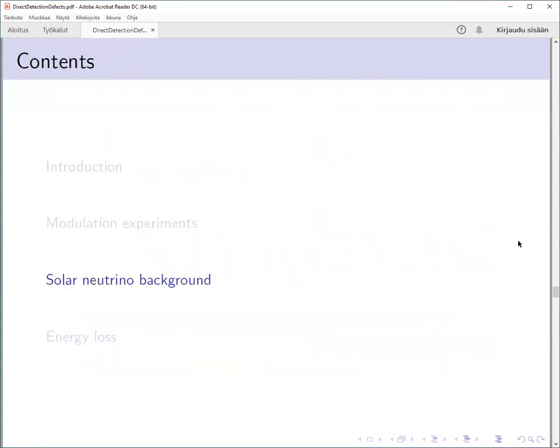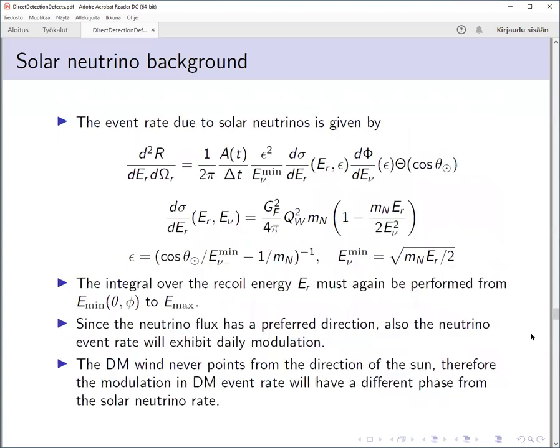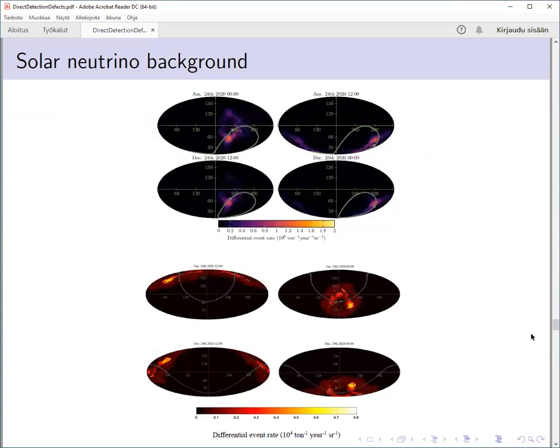Okay, I will quickly mention the solar neutrino background. This was the problem with the neutrino background, which looks like this. This is the expected recoil spectrum from solar neutrinos. These are all neutrinos that come from the sun. They come from the different nuclear reactions taking place in the sun, which are the names here. The sum of these spectra is the total spectrum that you expect to observe. You can compute the expected event rate from these.